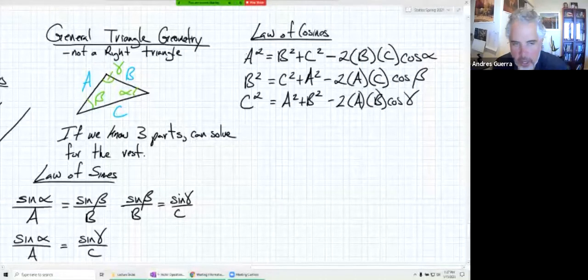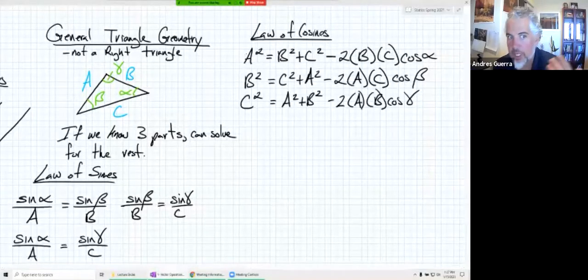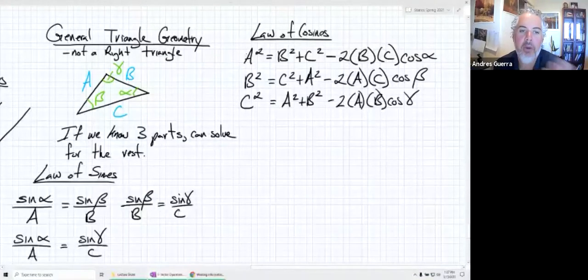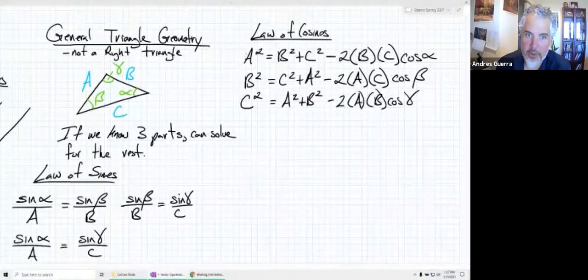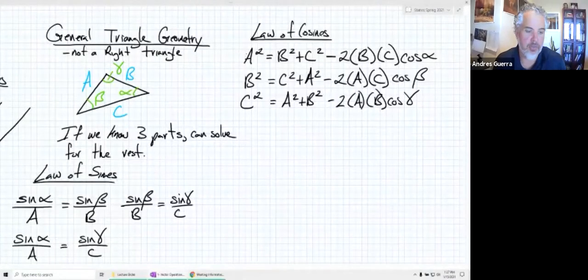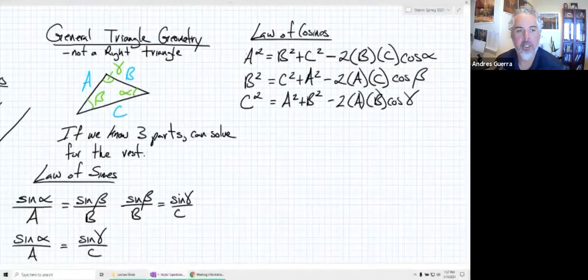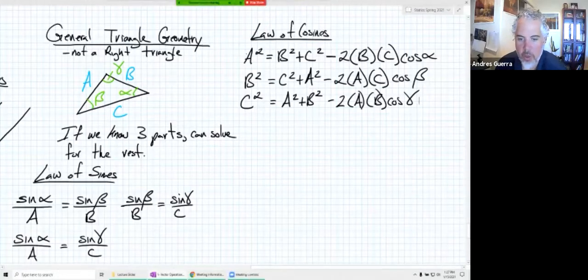So we have 6 equations. We don't need all of them, obviously, right? If we're just looking for 3 unknowns, because there's a total of 6 parts of that triangle, and if we already have 3 parts, and we do need to have 3 parts of a triangle in order to solve for any of the other parts. If we don't have 3 parts, we can't solve for the other parts. So there's 6 equations, but obviously we only need at most 3 of them every time. Sometimes we know more than 3 parts of the triangle before we go into our general triangle geometry.